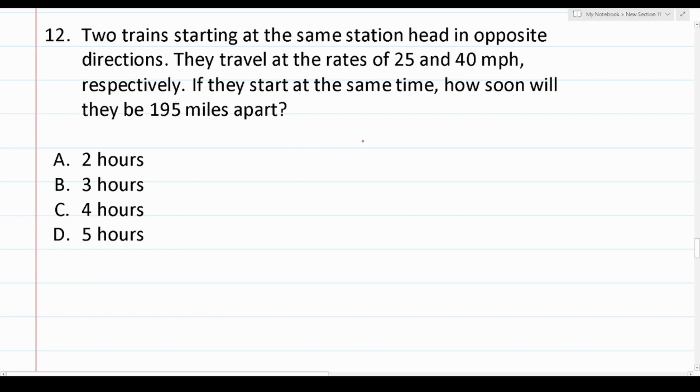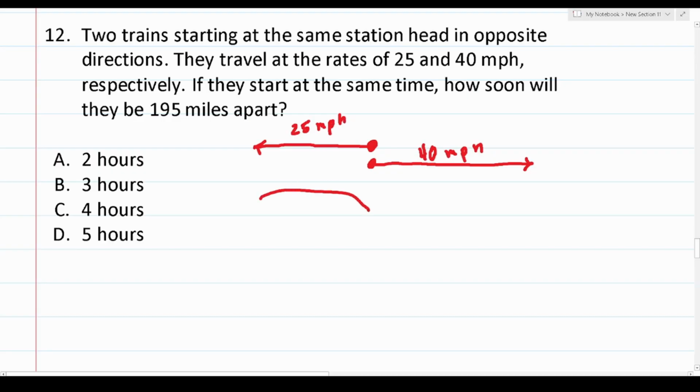So for these problems, I like to make a little illustration as to what's happening. You have one train going this way, and we'll say this one's going 40 miles per hour. You have another train starting at the same point and going the opposite direction, which is this way, and it's going 25 miles per hour. The question is, how long will it take them to be 195 miles apart?